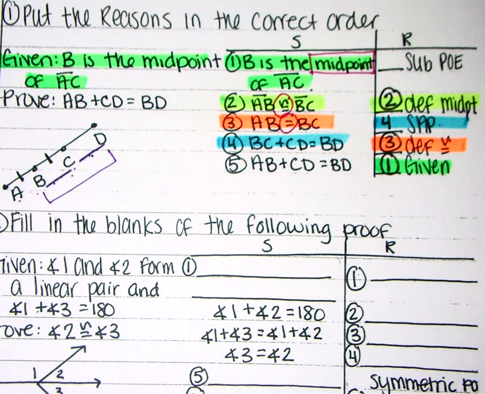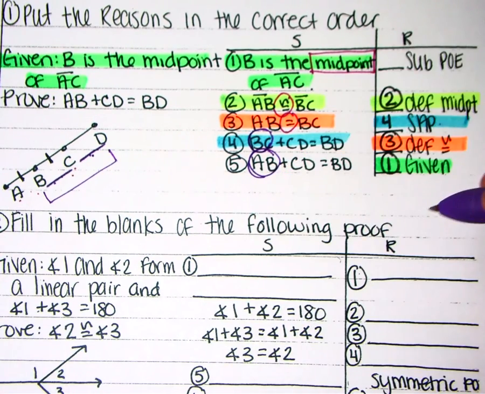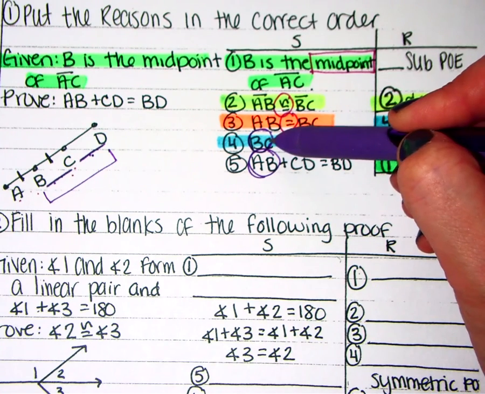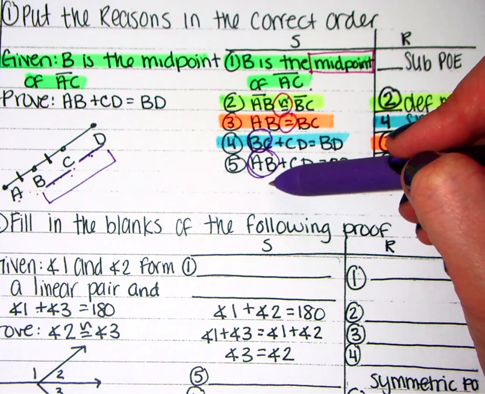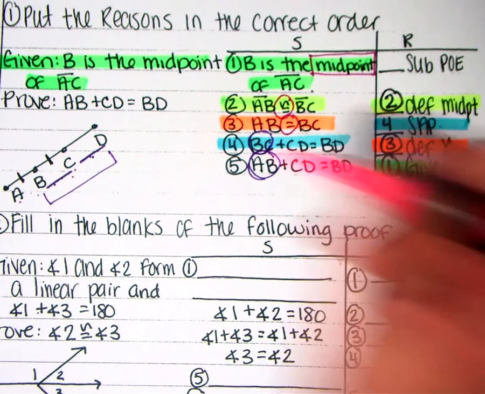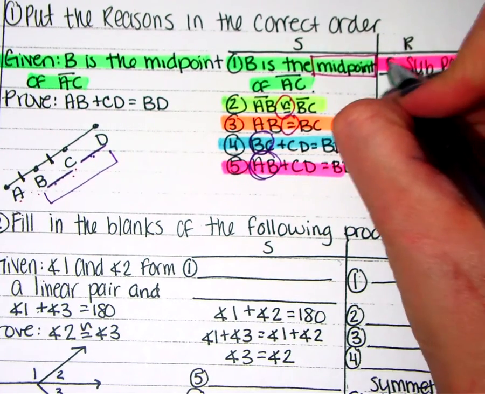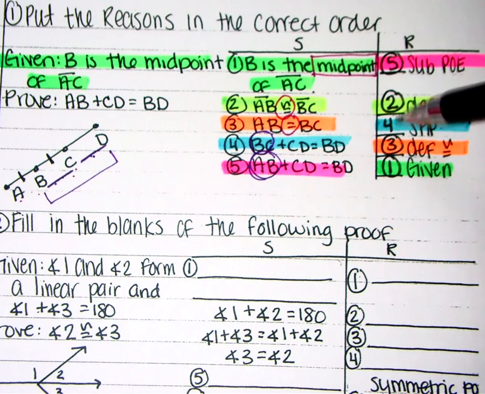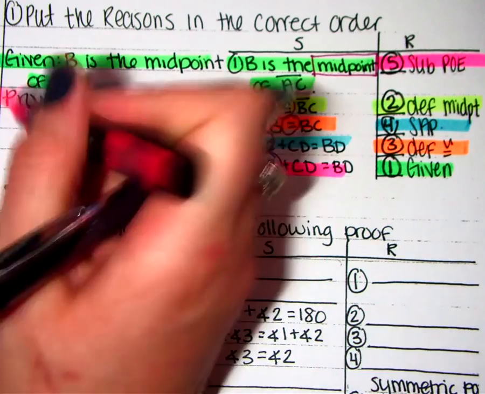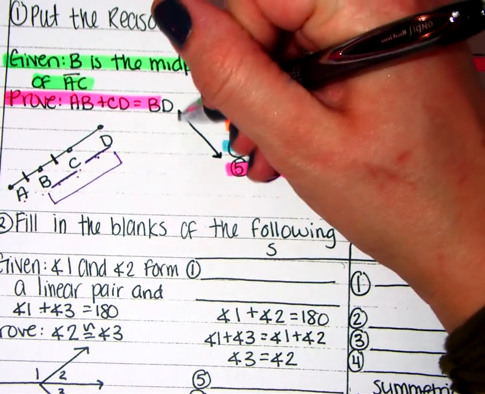Comparing step 4 to step 5, we notice that BC has been removed and it's been replaced with AB. That's just called substitution. The segment BC is removed and we just sub in an equal segment. So the final step in our proof is substitution property of equality. So the correct order for our reasons is 5, 2, 4, 3, 1. Also, we know the final step has to be proved.